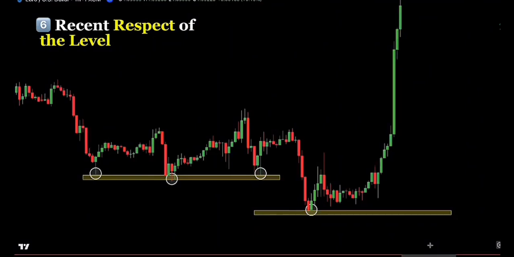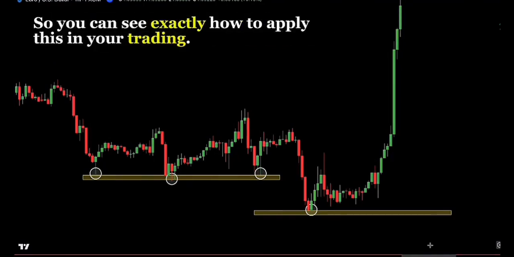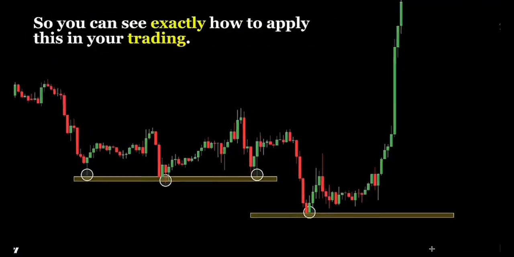The best levels will check off multiple criteria, but you don't need every single one to validate a level. The more of these conditions a level meets, the stronger it is. Now, let's jump into the charts and break each of these down with real examples so you can see exactly how to apply this in your trading.